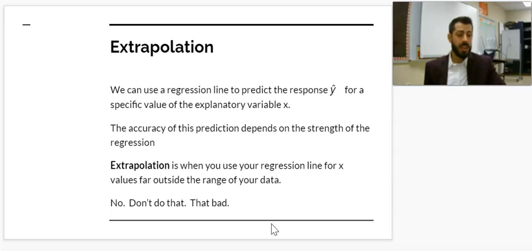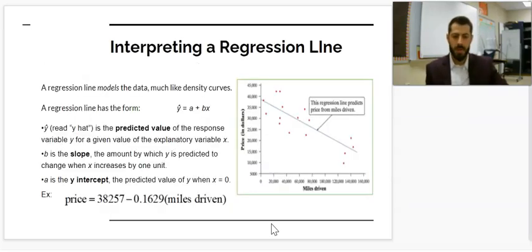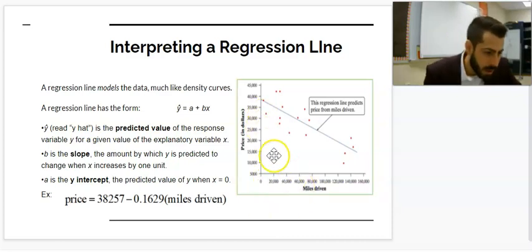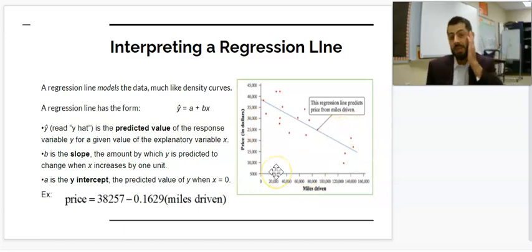Extrapolation. We can use a regression line to predict a response y hat for a specific value for a variable x, but the accuracy will depend on the strength of the regression, right? So how accurate my y hat prediction will be is going to depend a lot on that r that we talked about last time. Extrapolation is when you use your regression line for x values that are outside of your range of data. So if I say, okay, all of my data points are between 0 and 160,000, and I were to use my line to predict something at 200,000, that would be extrapolating.